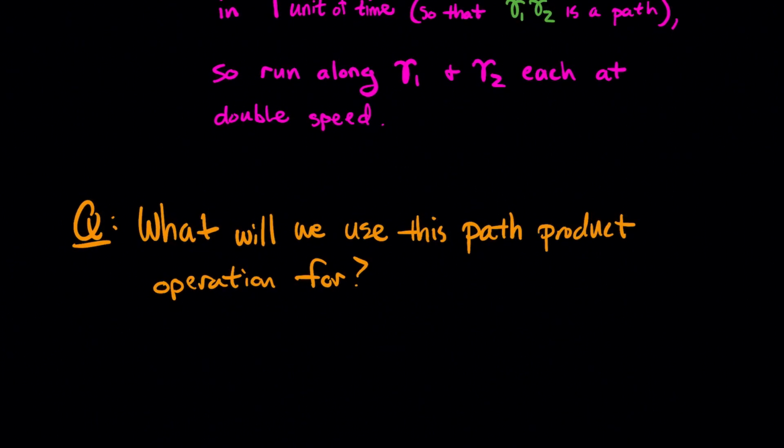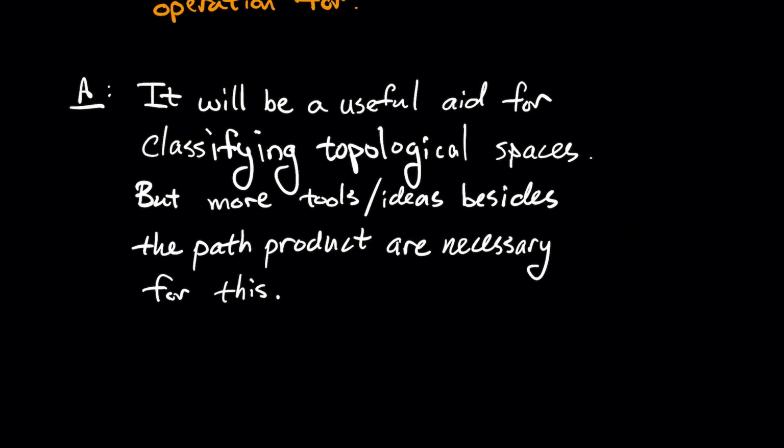So a question we might have is, what are we going to use this path product for? And the answer to that is it's going to be useful for classifying topological spaces, but we'll need a few more tools and ideas in some future videos in order to start on this task.